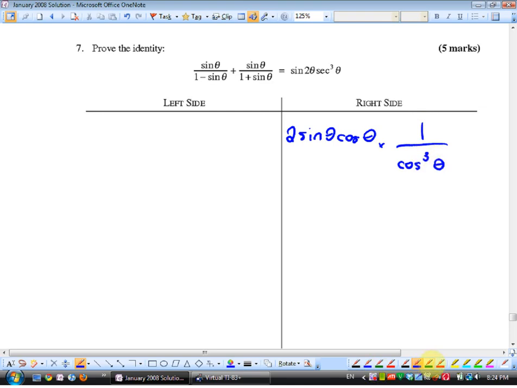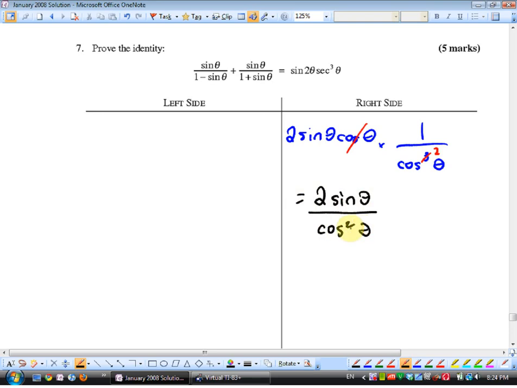So I can tidy this up a little bit. I got 1 cos on the top. I got 3 on the bottom. Now there's 2. Can I cancel? It is factored. So this simplifies to 2 sine theta all over cos squared theta. And I can't do much more with that.